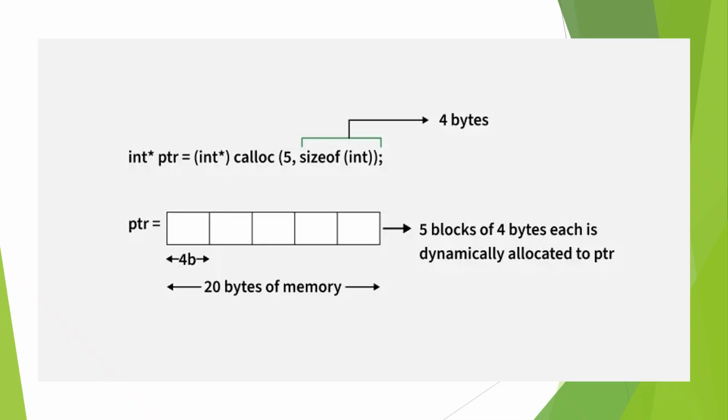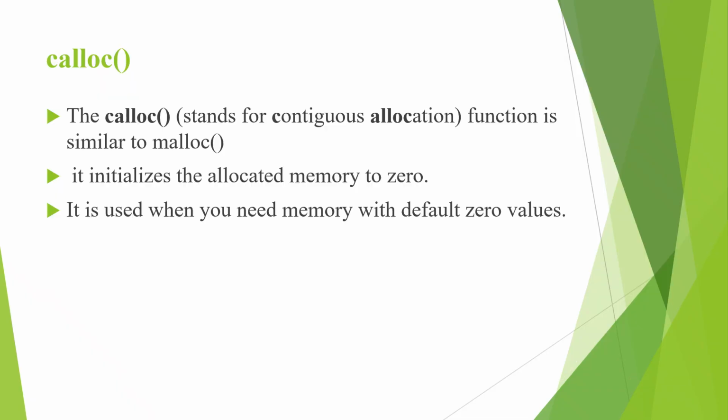Next, in this example we can see how to use this malloc function with a pointer. Next, the function is calloc. The word calloc stands for contiguous allocation. It is also similar to the malloc function, that is memory allocation. But the major difference between malloc and calloc is that calloc initializes all allocated memory locations to 0.